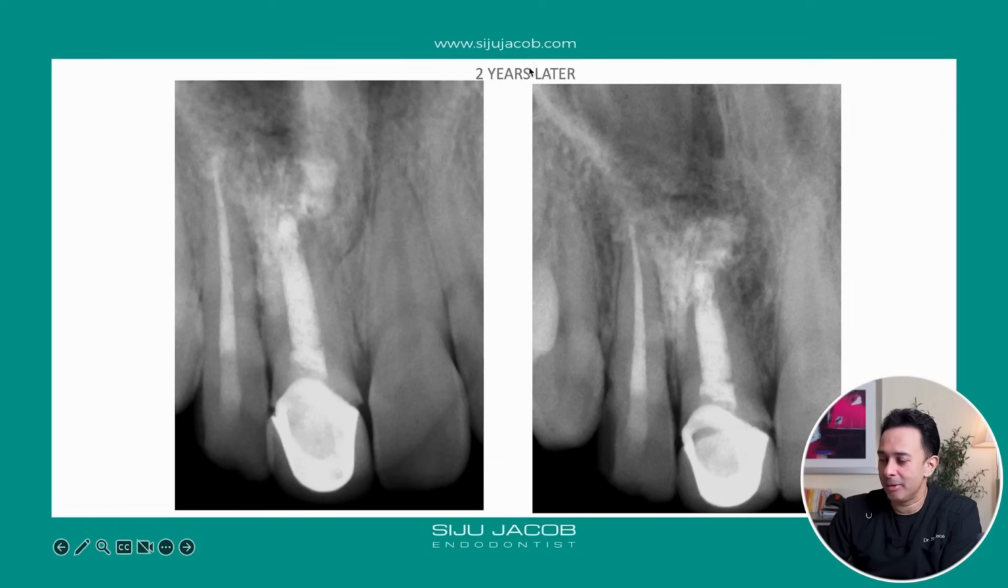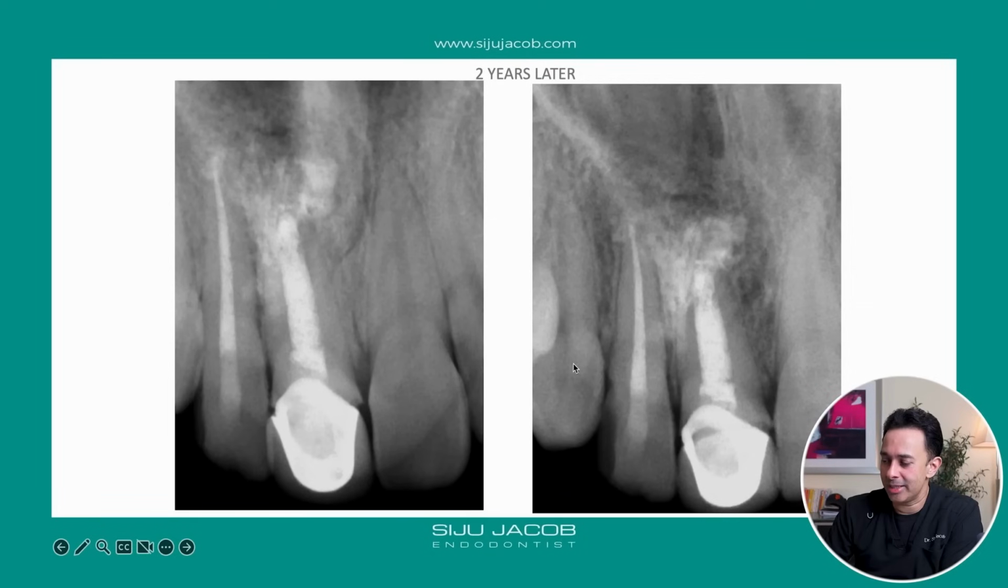But this patient turned up after 2 years, and you can see the calcium hydroxide is very much there because, like I said, I use something called Metapex, which contains iodoform. So it doesn't disappear that easily. What you're seeing there in the canal is calcium hydroxide mixed with iodoform. And you look at the temporary, it's still intact.